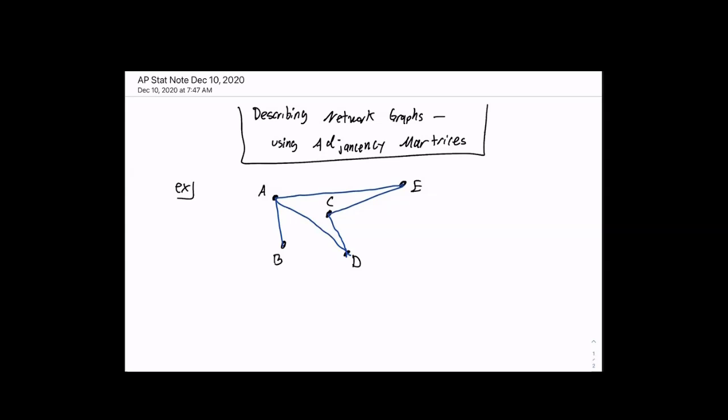E is friends with A and C. C is friends with E and D. D is friends with A and C. So if B wants to talk to C, and we'll talk about this next week, B would have to talk to A, then talk to D, and then finally reach C.